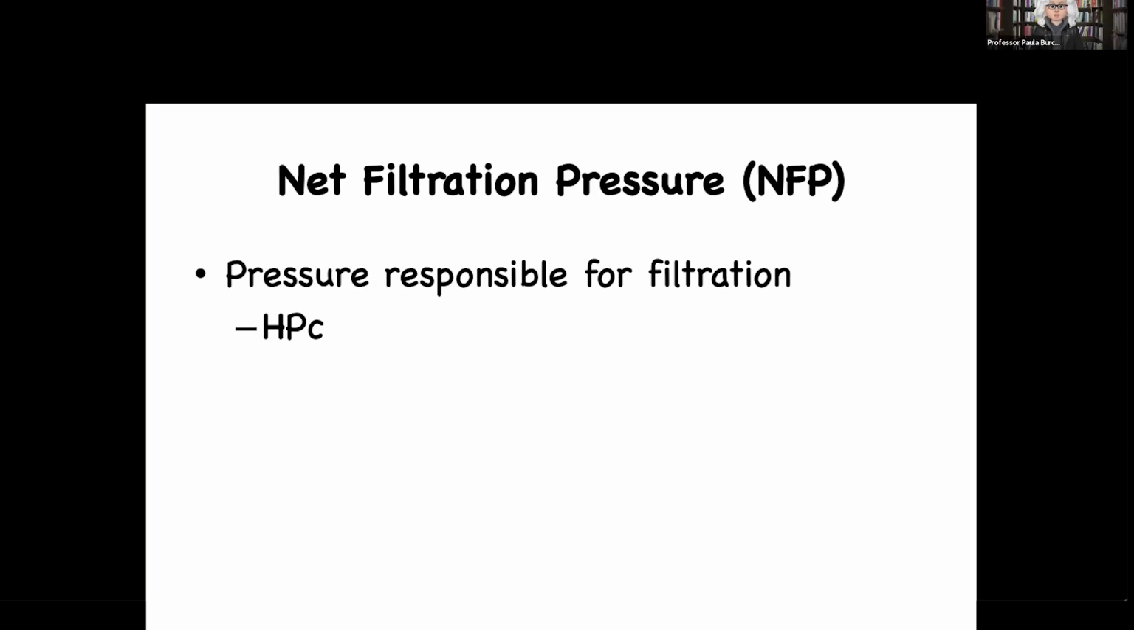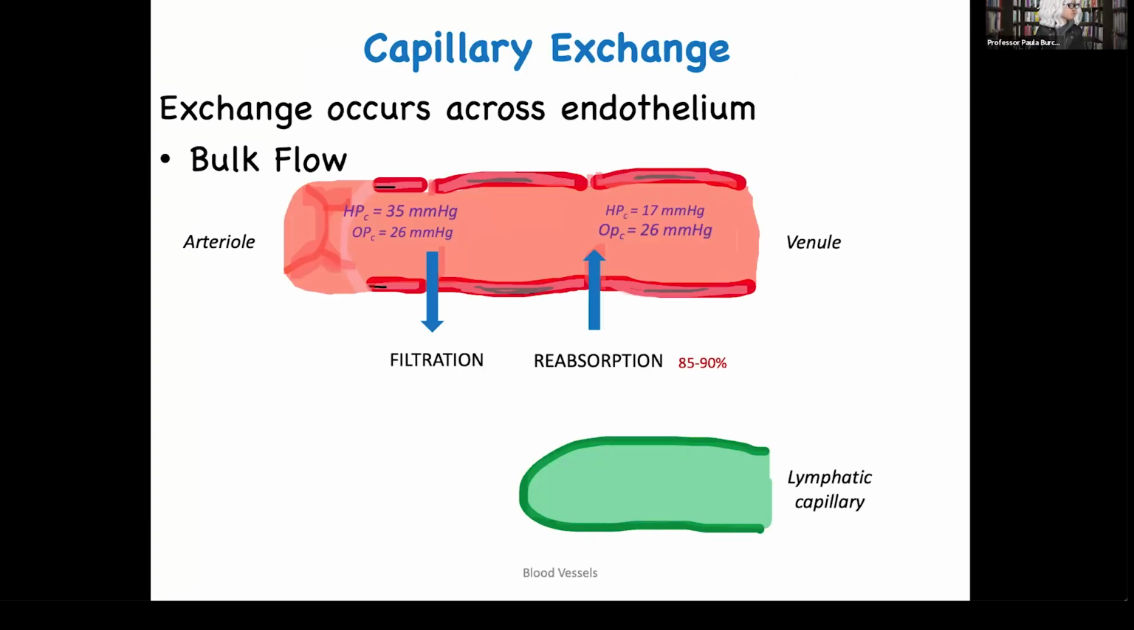So at the arterial end, and this is important, you need to know that filtration occurs at the arterial end of the capillary. You will filter this plasma with solids. But at the venous end, you are going to reabsorb the majority of it back. And this is going to help maintain your blood pressure. You'll notice that only 85 to 90% of what was filtered is reabsorbed.